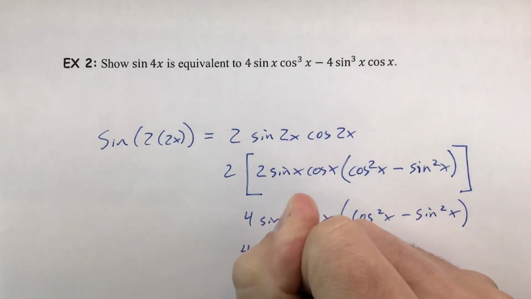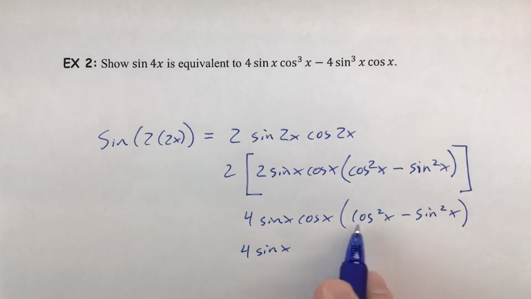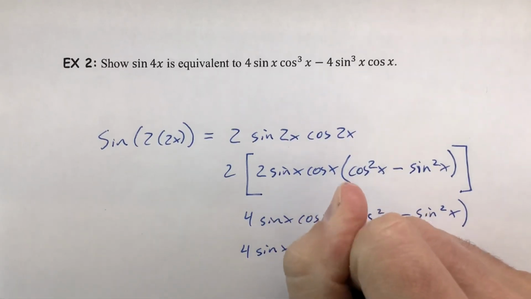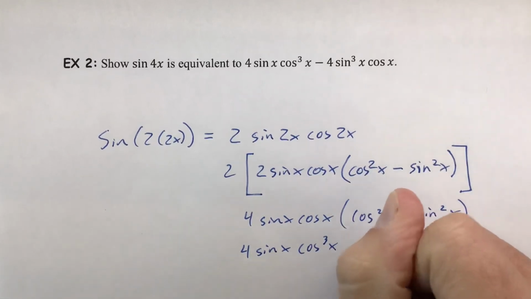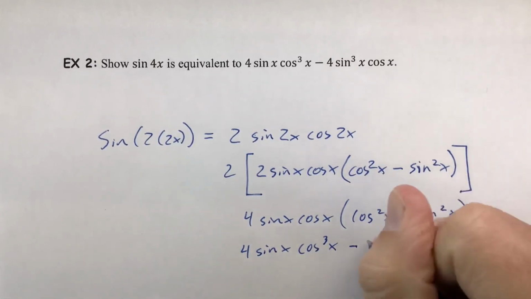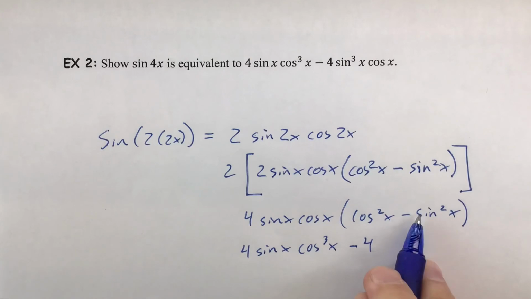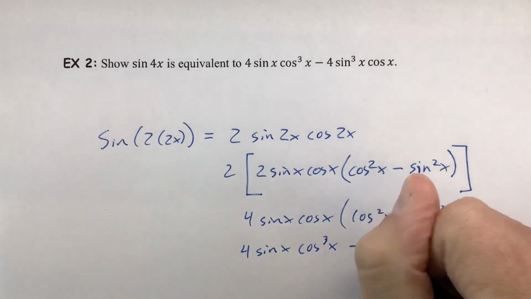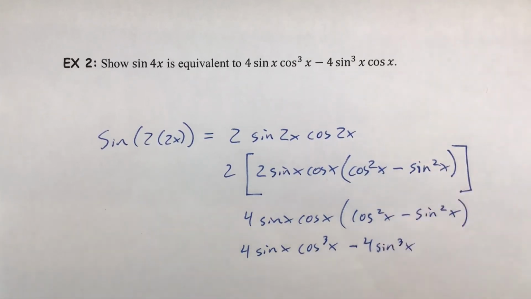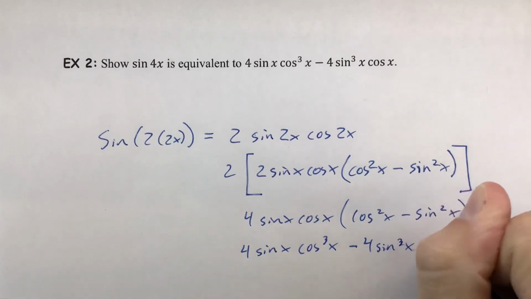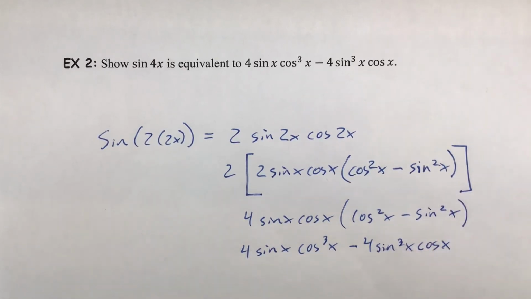You've got a sine x. The cosine x can actually, in a way, group with these. That would give you cosine cubed x. All right, then we got our subtraction. The 4 is going to distribute in as well. The sine is now going to multiply with these sines and give you sine cubed x. And we've got a cosine x that also has to go over here. Doesn't match with anything, but it's just gonna hang out there at the end.